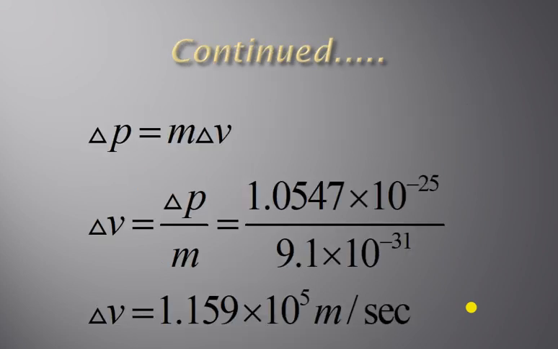To calculate the uncertainty in velocity, we know that momentum equal to mass into velocity. So delta p equal to m into delta v. So delta v equal to delta p upon m. By substituting the values of delta p and m, we get the value of delta v as 1.159 into 10 raised to 5 meter per second.